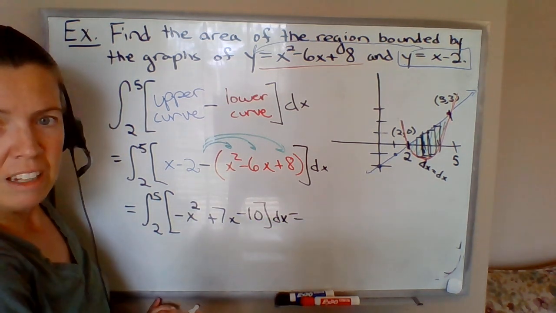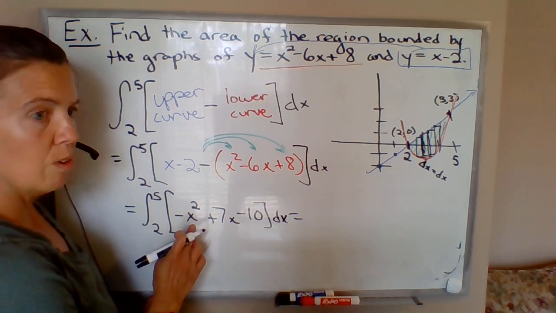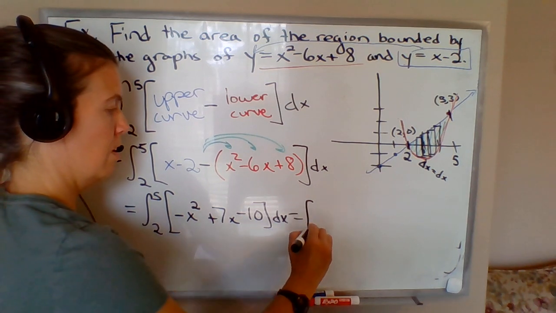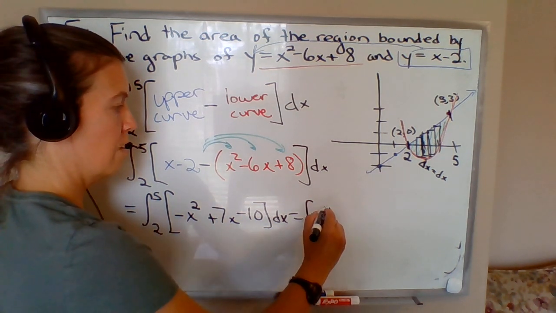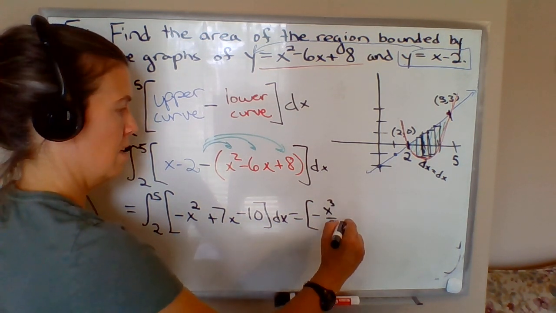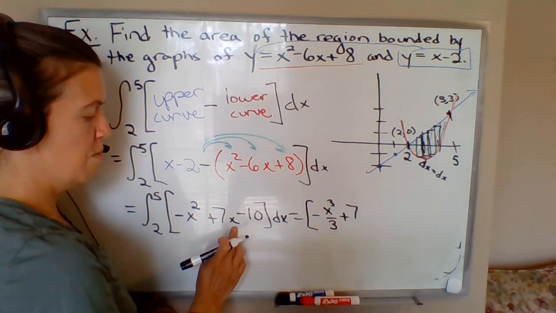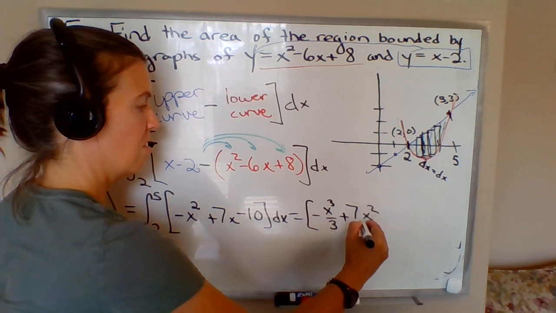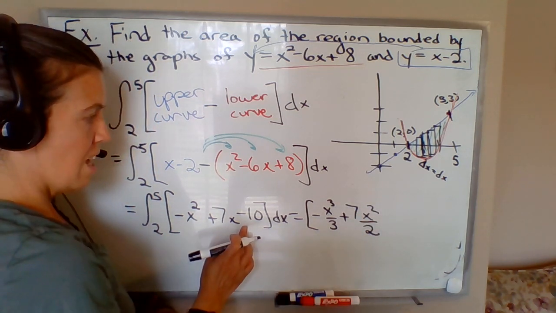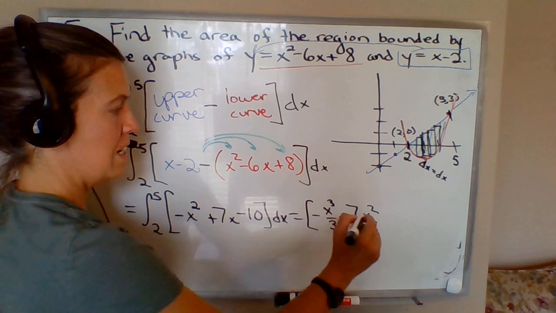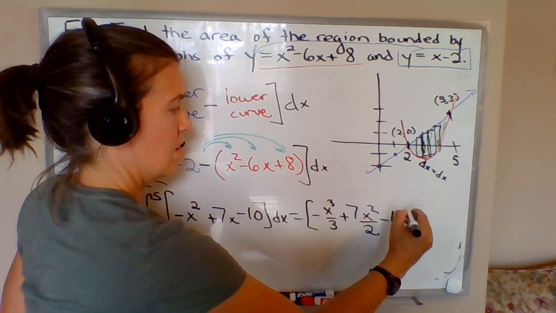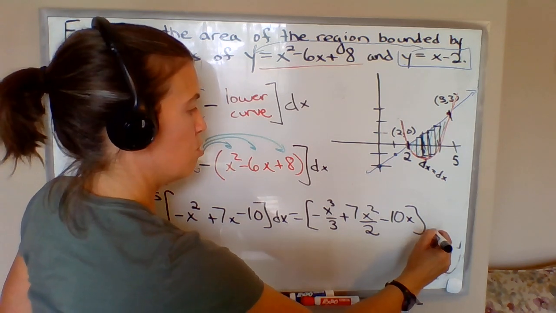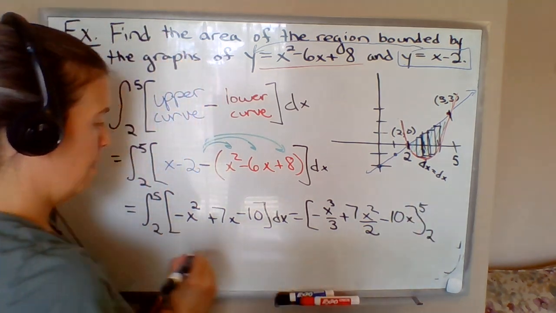Okay, the antiderivative is straightforward in this case. So it's going to be negative, by the power rule, x cubed over 3, plus 7 times, this is x to the first, so again power rule for antiderivatives, x to the second over 2, and then minus 10x for the antiderivative of a constant. And this is evaluated from 2 to 5.